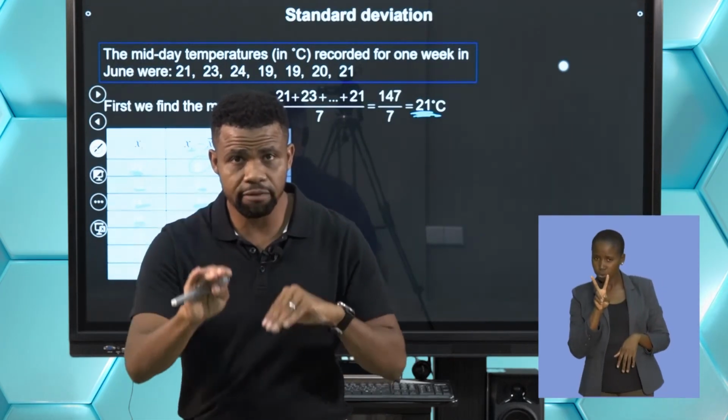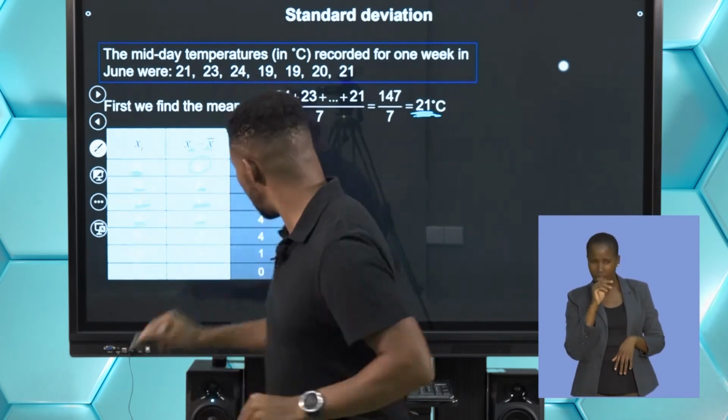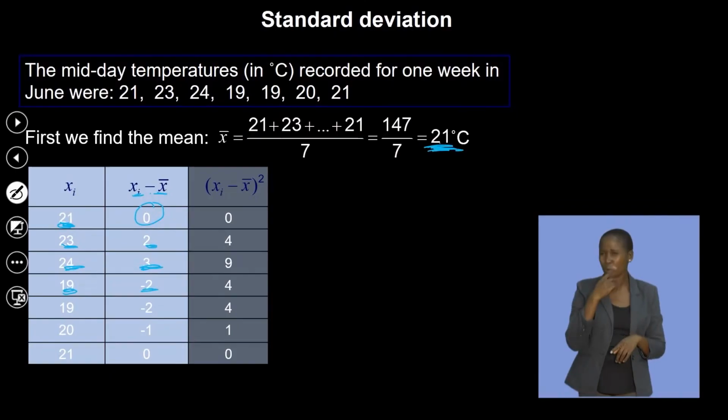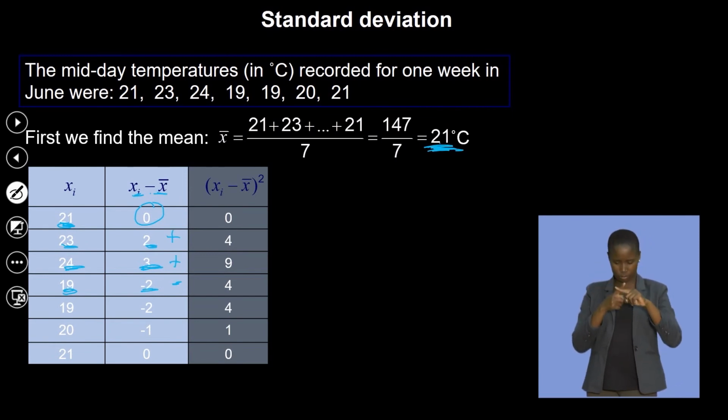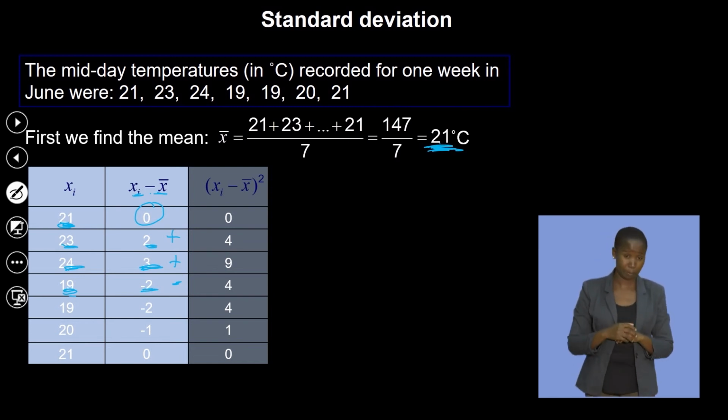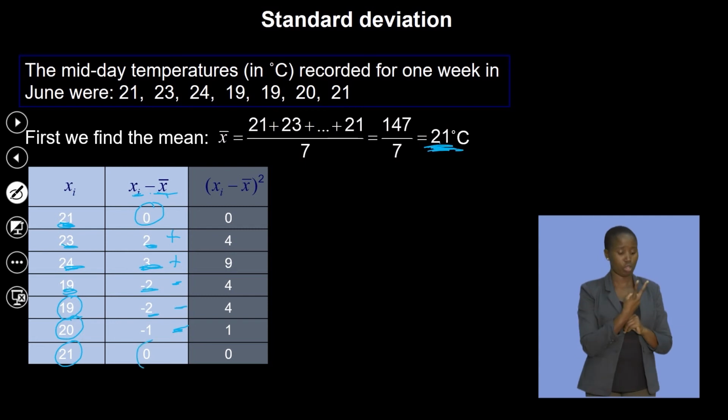What do those negatives and positives mean? Why are we getting negative? Why are we getting positive there? This is positive, this is positive, this is negative. I want you to think about that now. 19 minus the average, we're getting negative 2. What does it mean? 20 minus the average, we're getting negative 1. 21 minus the average, 0. We have 0 there and 0 there.